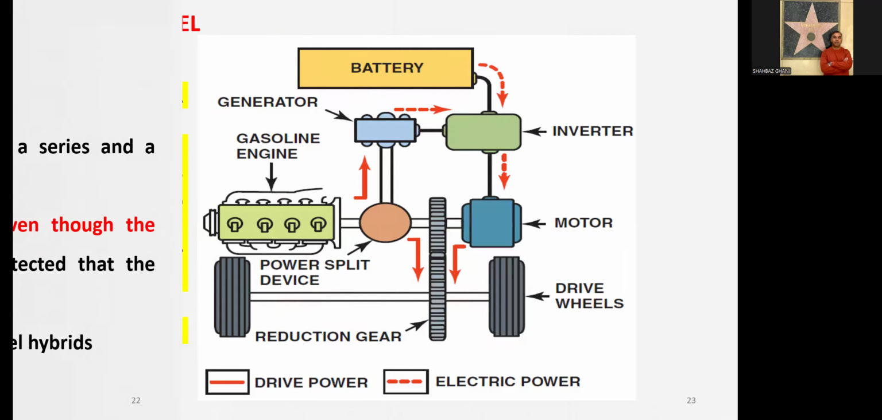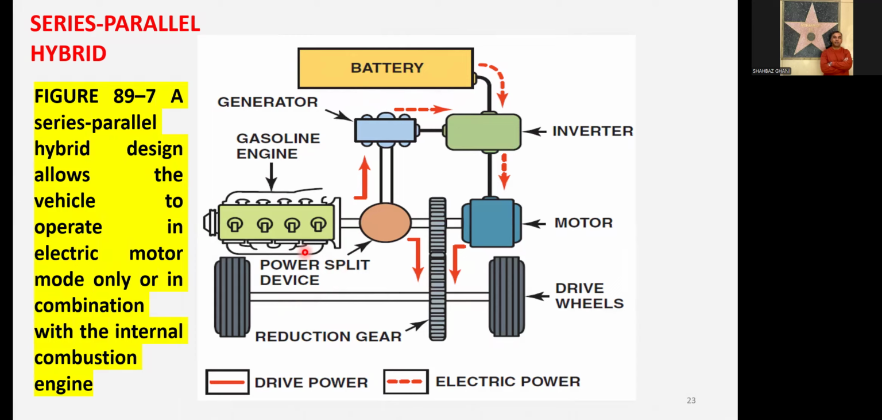So the simplest diagram for this series parallel hybrid was we have an engine. From engine, we have a power split device. From power split device, there are two passages. One is going to the generator and one is going to the reduction gear and then to the drive wheel. And from that other path going to the generator, from that going to the inverter. From inverter, it is going to the motor, and from motor it is driving the reduction gear and then to the wheel. So this was the simplest diagram for a series parallel hybrid vehicle.